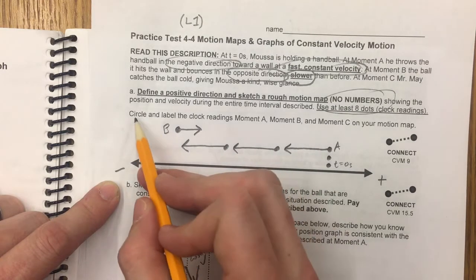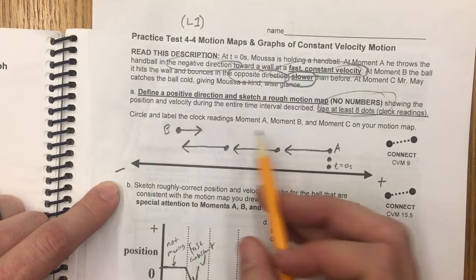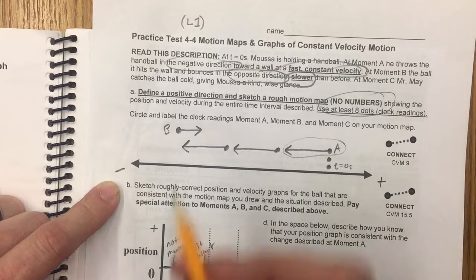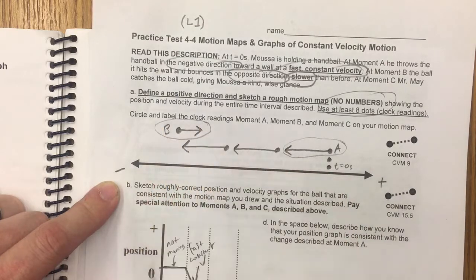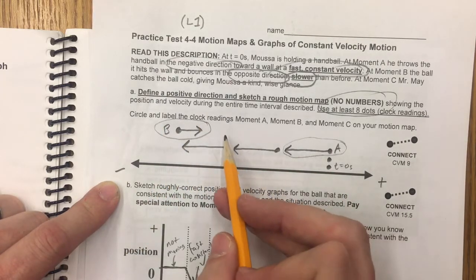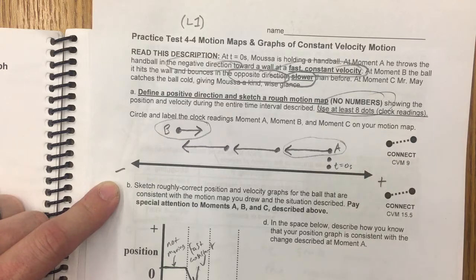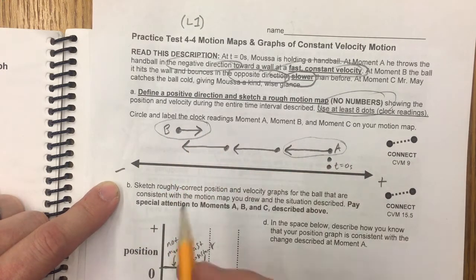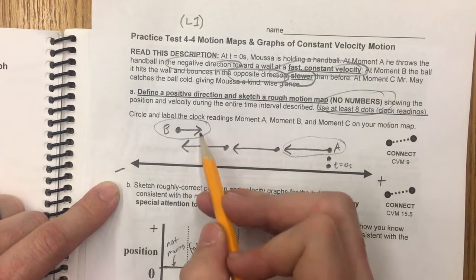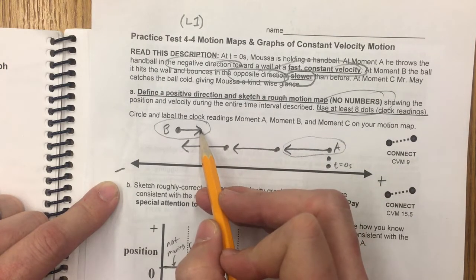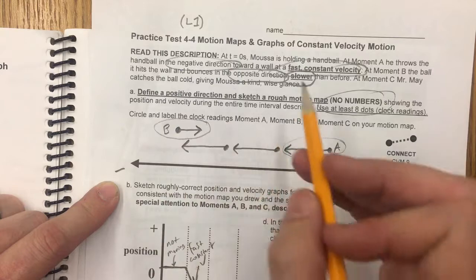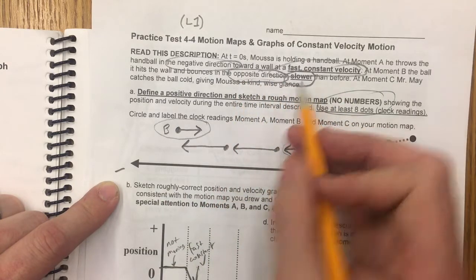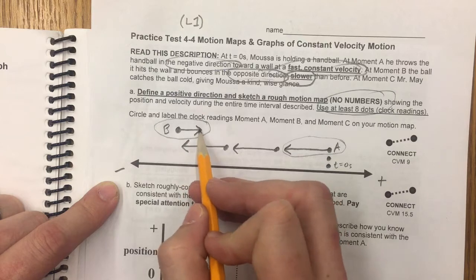And notice this says circle and label the clock readings, moment A, B, and C. I would circle this as moment A, and I would circle this as moment C. I'm not going to finish this, but what I need you to think about is, what does a motion map look like when it's moving at a constant velocity? In this case, this is a constant positive velocity because it was negative before. It's moving in the opposite direction, slower than before. So these arrows are shorter than they were.